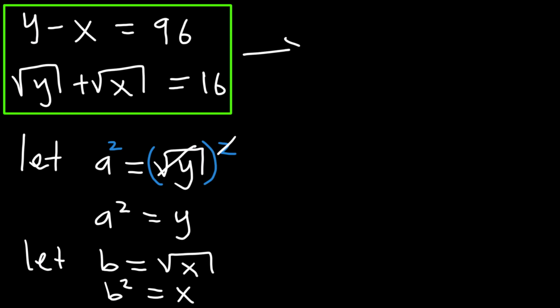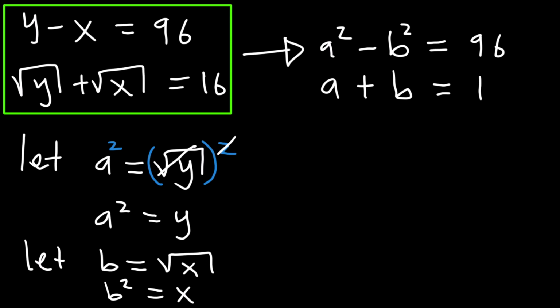Therefore, our equations will become, now the first equation will be y, which is a to the power of 2, minus x, which is b to the power of 2, and this will be equal to 96. And then the second equation will be the square root of y. Remember, we set a to be equal to the square root of y, so this will be a. And then plus the square root of x, which is b, and this will be equal to 16. Now let's call this equation 1 and then this equation 2.